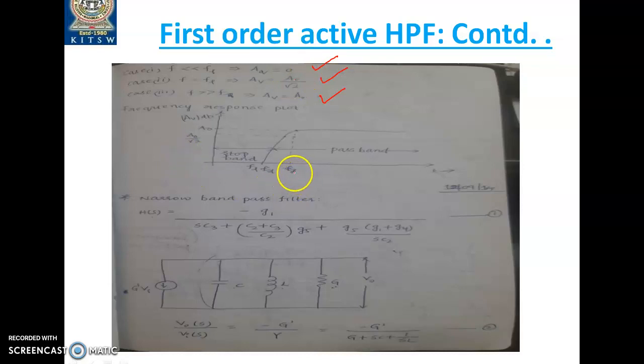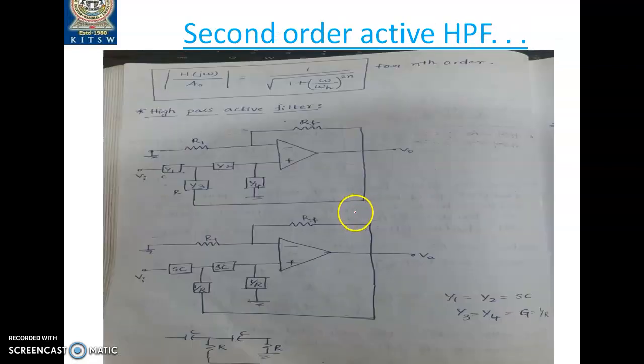So if you want to plot the graph on a graph sheet, the pattern should be like this. For frequencies F less than FL, the gain should be 0, and for frequencies F equal to FL, the gain will be 1 by root 2. So this is the point, 1 by root 2, and for frequencies F very much greater than FL, the gain will be equal to the pass band gain. This is the pass band gain and this is the stop band. So that's pretty much about the active high pass filter, that is first order.